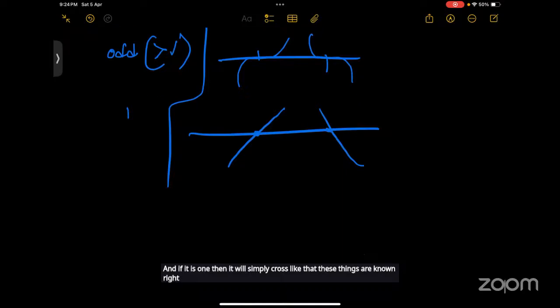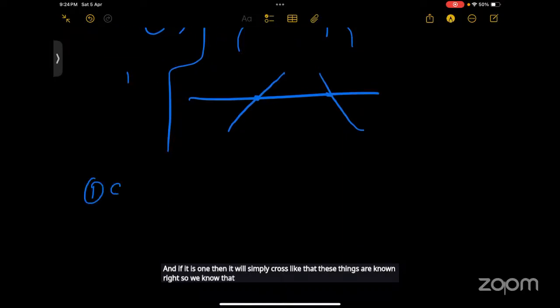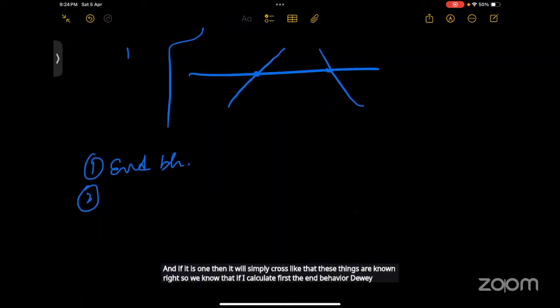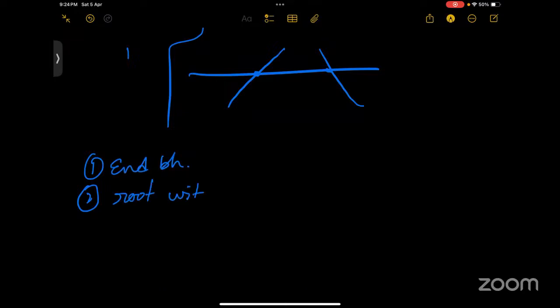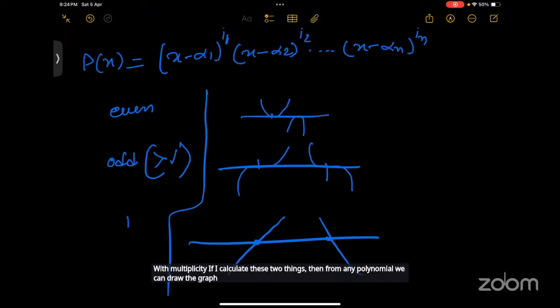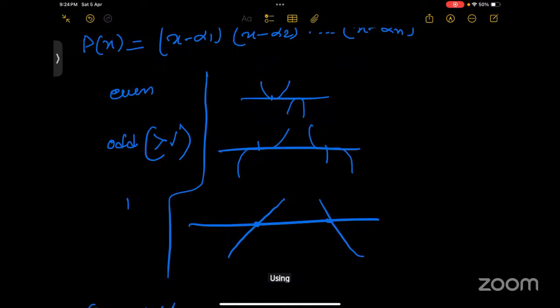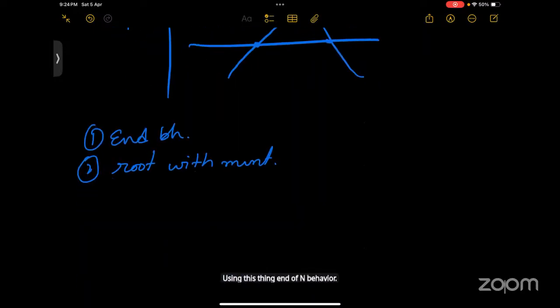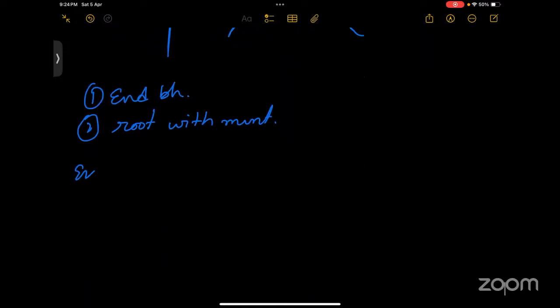So if I first calculate the end behavior, and second calculate the roots with multiplicity, then from any polynomial we can draw the graph of the polynomial, using these things and the end behavior, right? Yes, ma'am. So we can maybe see an example.